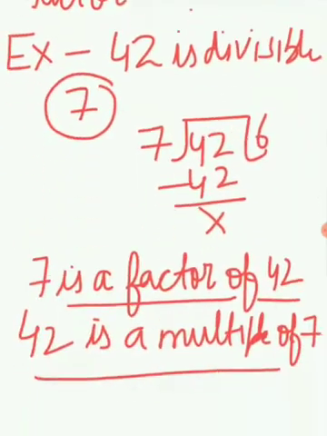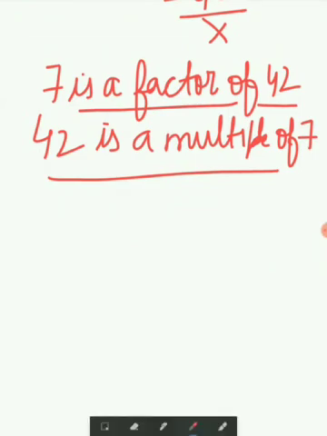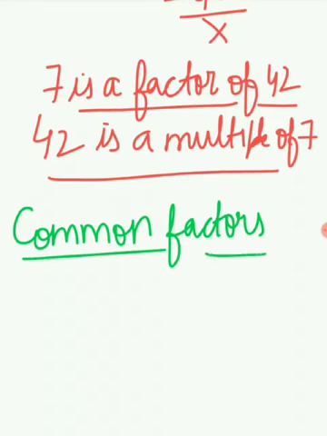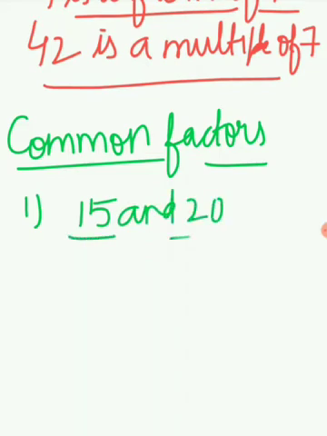Let's take an example of how to find the common factor. So let's start with common factors. We will take an example. We need two numbers for this. First example, 15 and 20. You have to find the common factors between these two numbers.